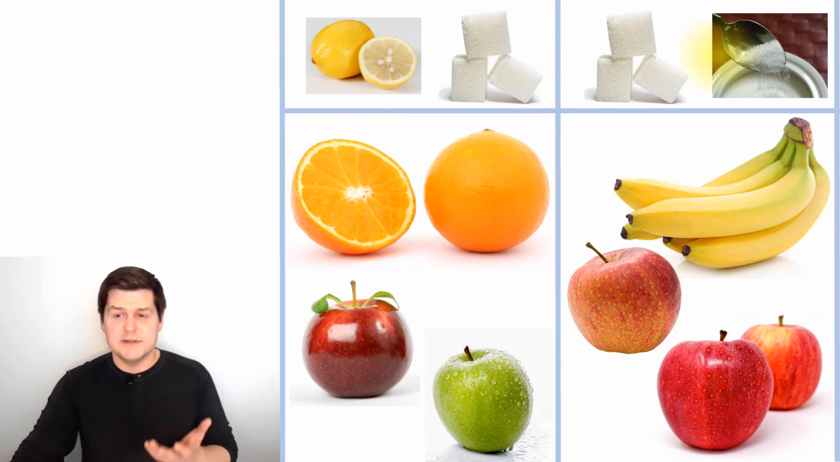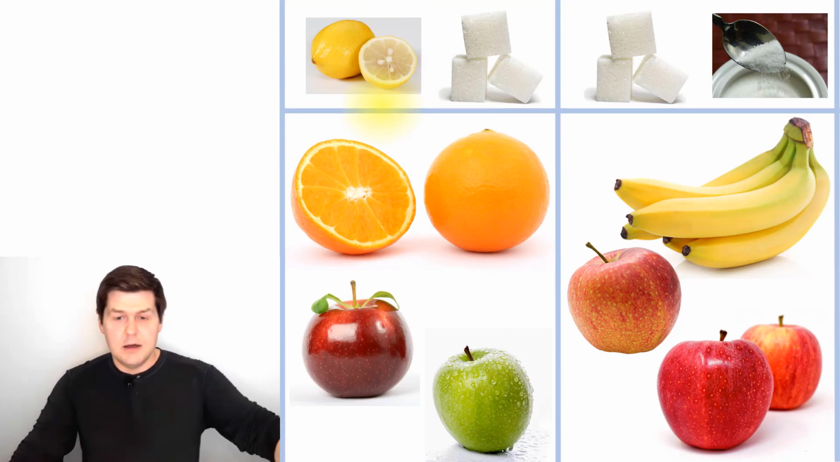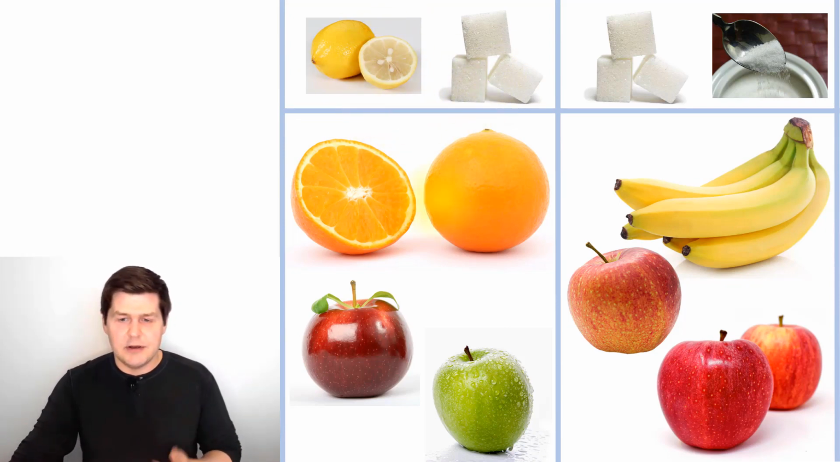So again, some fruits are sweet, and some fruits are not sweet, but very sour, like lemons. But some fruits are sweet and sour, like oranges and some kinds of apples. Some apples are sweet and sour, but other apples are not sour, they're just sweet.